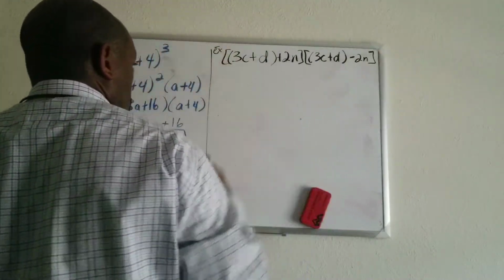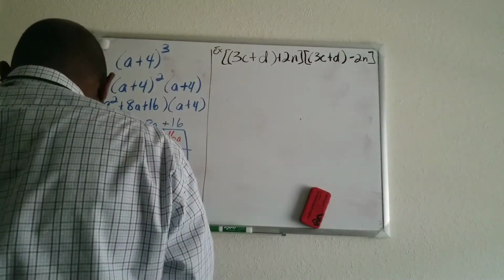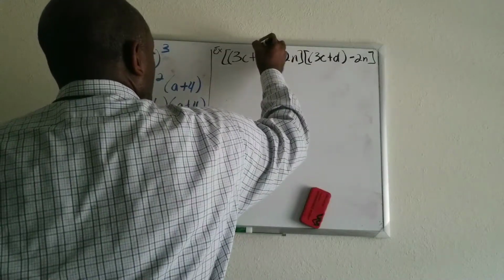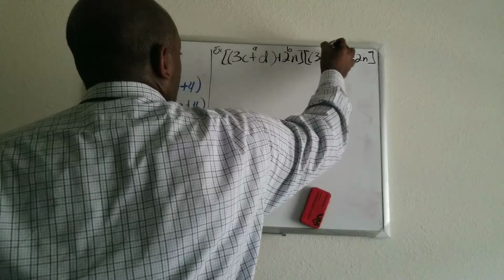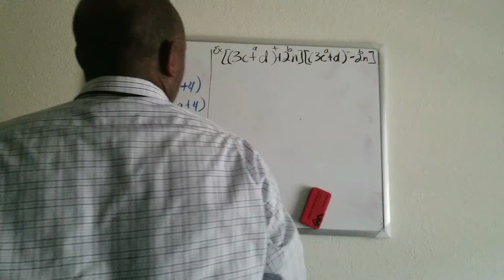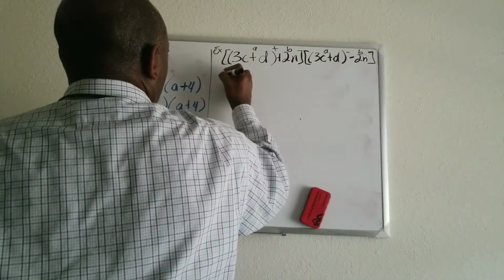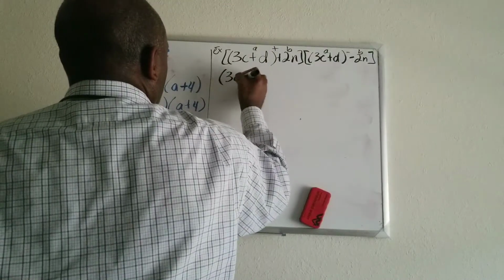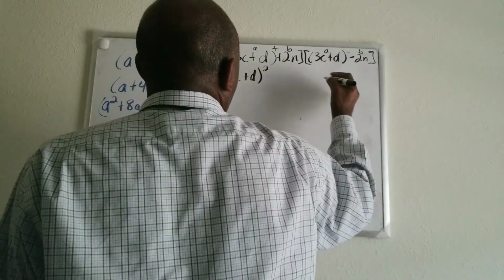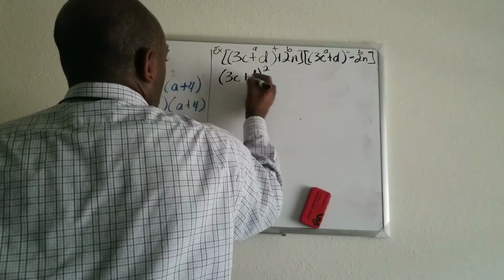Okay, as you can see, it's the exact same terms. The only thing that's different are the exponents. So this would be considered your A, this is your B. So this is your A plus B, and this is your A minus B. Okay, so it happens that we have to square this. So we're going to square the last two terms. So we're going to do 3C plus D, and we're going to square it.